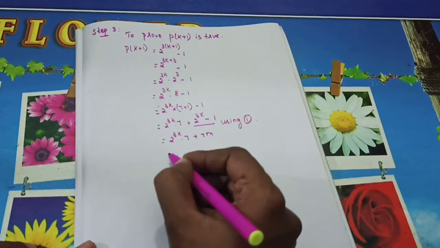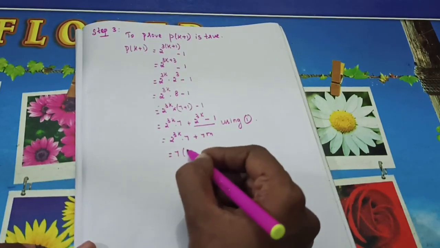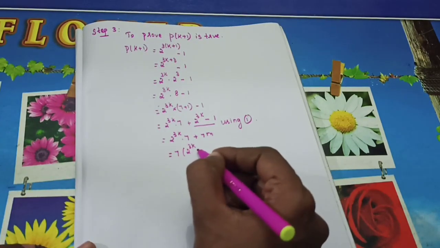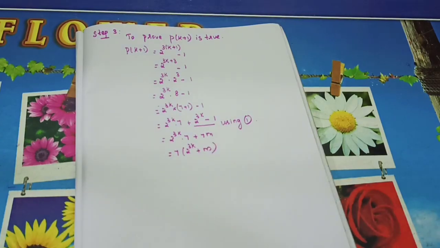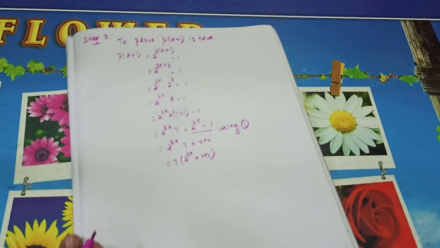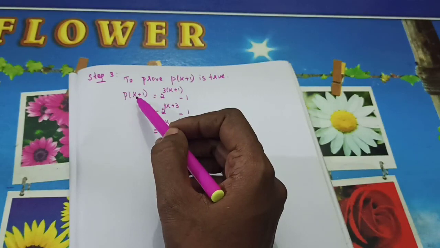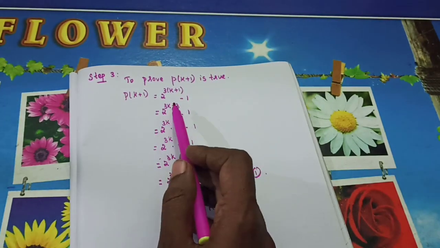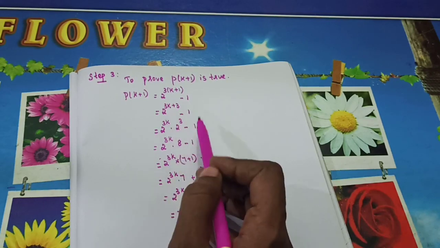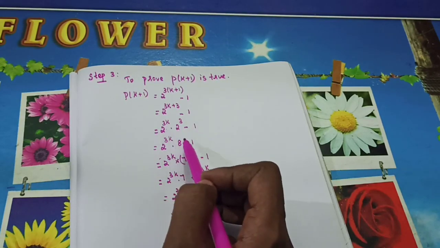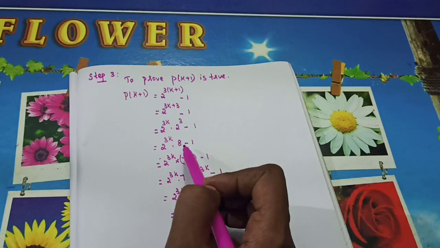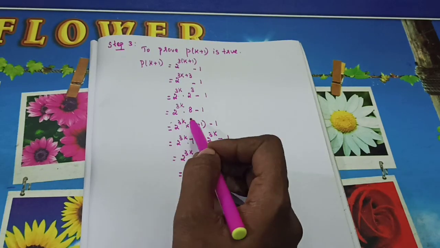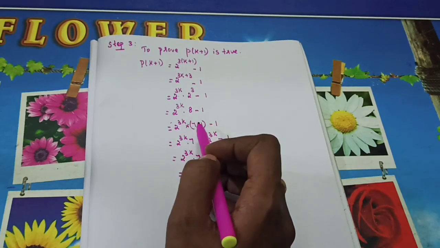So 7m. Now what is common? 7 is common. So 2 power 3k plus m, 7 into something. Now you see whether it is divisible by 7 or not. Yes or no? Yes. I will repeat here. In the place of k, substitute k plus 1. Multiply inside. Split as 2 power 3k into 2 power 3 minus 1. 2 power 3 means 8. 8 minus 1. 2 power 3k into 8, I split as 7 plus 1.